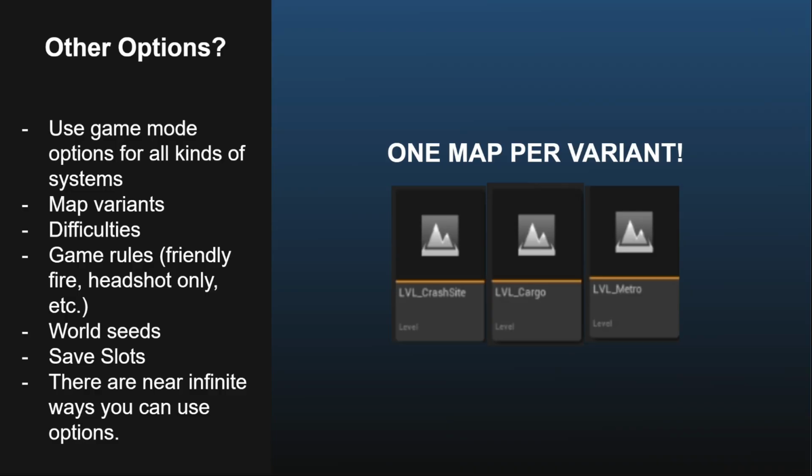So that's really all there is to this system. It's super simple, but it's a major upgrade to our workflow for games that need to scale up the amount of maps or game mode variants. Now, you could absolutely use this in more ways than I showed here today. Using custom options allows you to do stuff like weather variants, difficulty, game rules like friendly fire, world seeds, save slots, spawn locations, max AI count, the list just keeps going. It's really just a way to pass in runtime configuration into a level.